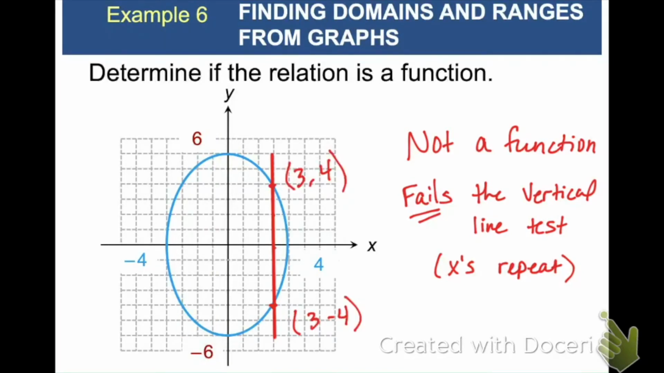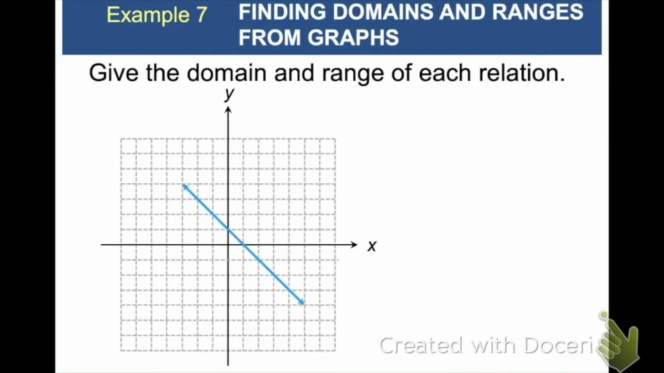So if I draw this vertical line right here and it hits the graph at this point, 3, 4, and it hits at this point, 3, -4, you can see that means the x's repeat. So no, it is not a function. In my next example, do you think this is a function? Yes or no?